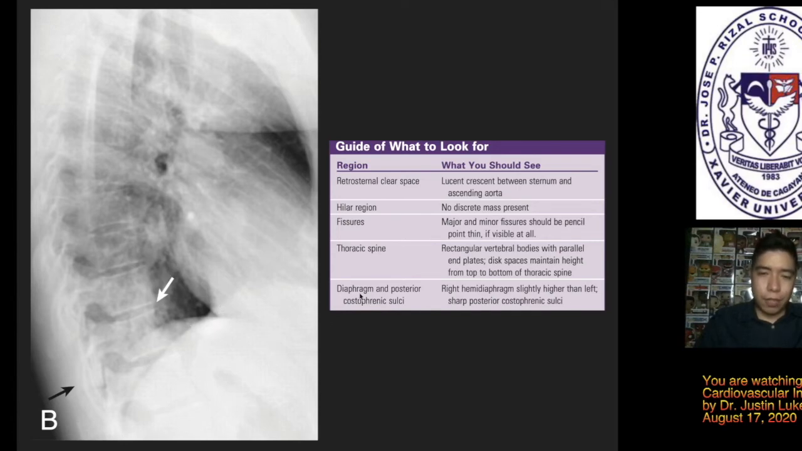Also, the diaphragmatic dome is again preserved on lateral view. You have to check that the dome is preserved. And posteriorly, you have to make sure that the costophrenic sulci are sharp. Just a little blunting could be due to pleural effusion or thickening.